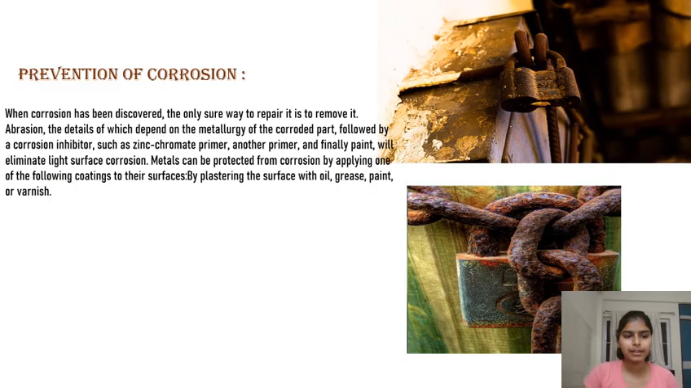Let us come to the prevention of corrosion. When corrosion has been discovered, the only sure way to repair it is to remove it, the details of which depend on the metallurgy of the corroded part. This is followed by a corrosion inhibitor, such as zinc chromate primer, another primer, and finally paint, which will eliminate light surface corrosion. Metals can be protected from corrosion by applying one of the following coatings to the surfaces: oil, grease, paint, or varnish.